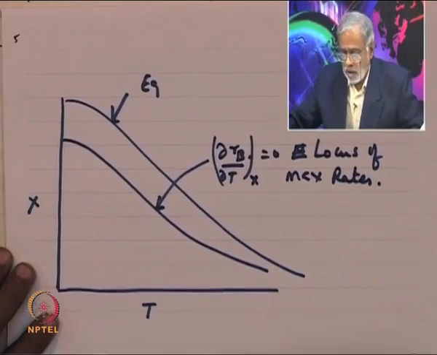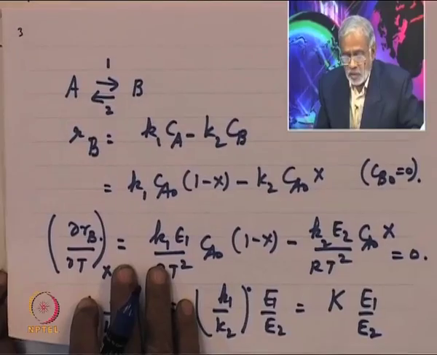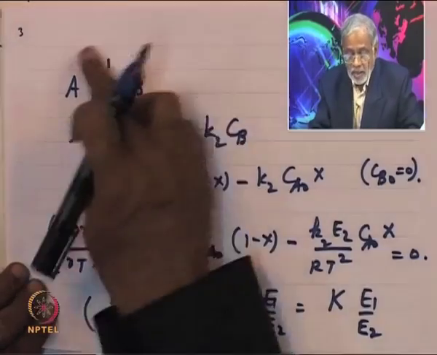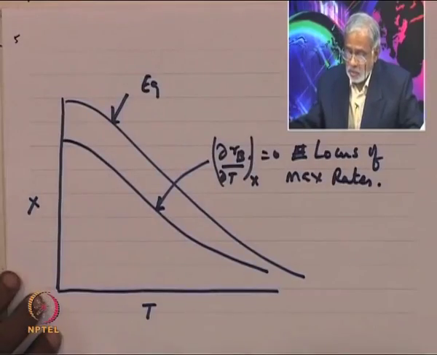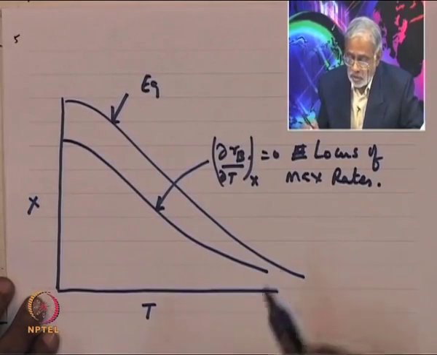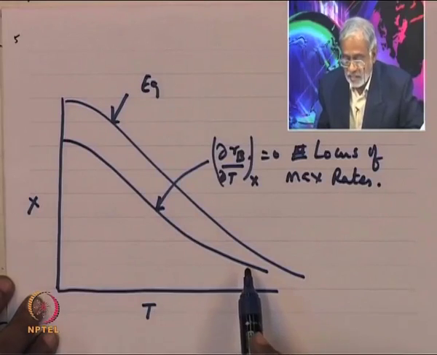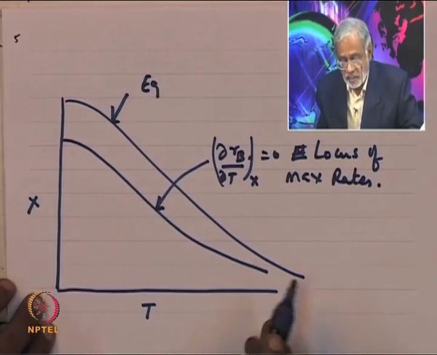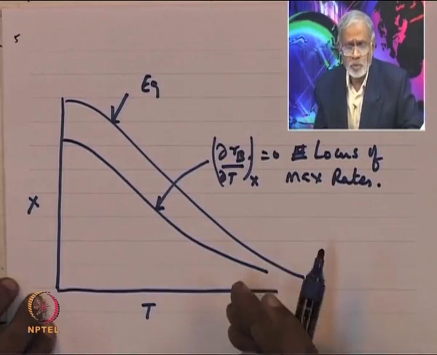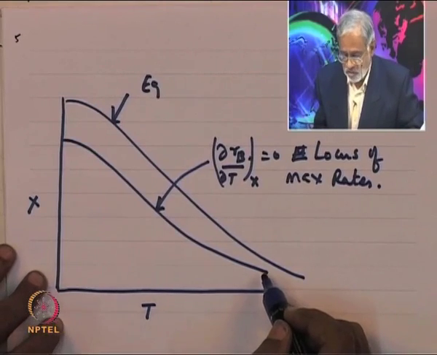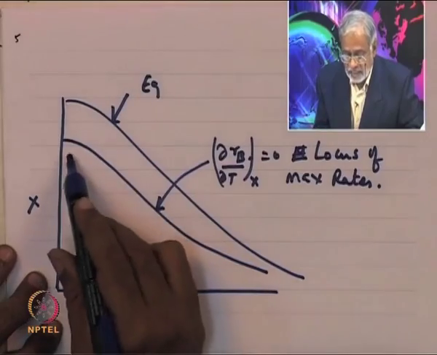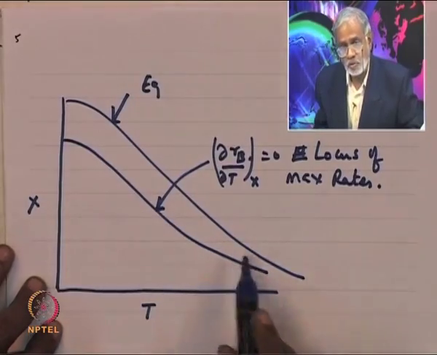Now, why are we doing this? We are doing this to understand how to conduct this reaction in a tubular reactor. So, essentially what we have done, we have found out the locus of maximum reaction rates that is appropriate to this reaction. So, clearly if you want to have a good design, you would like to see that our process runs along this line, so that the size of the equipment would be as small as possible.